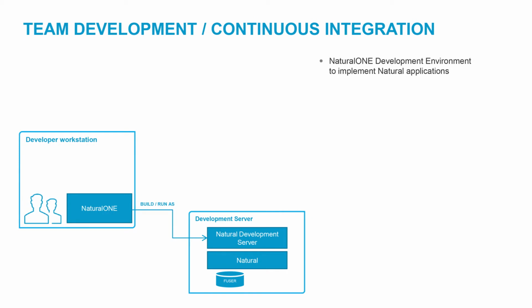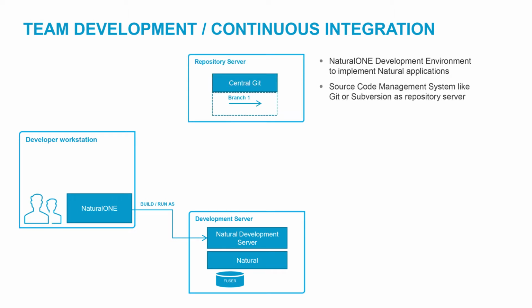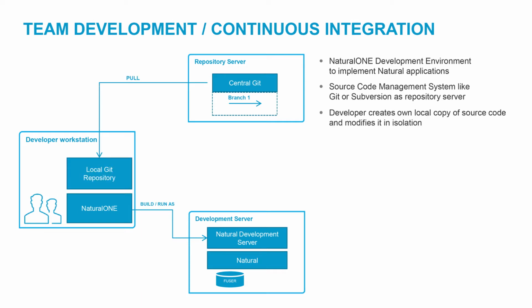The NaturalOne development environment is used to implement Natural applications. NaturalOne connects to a Natural development server to build and run an application. A source code management system like Git or Subversion is used as the repository server. Developers create a local copy of the source code which they modify in isolation.